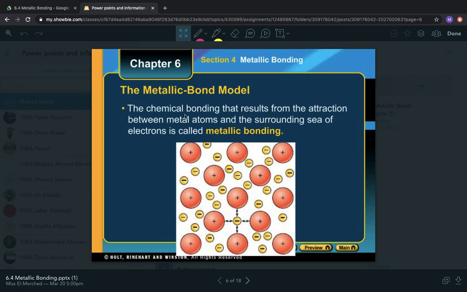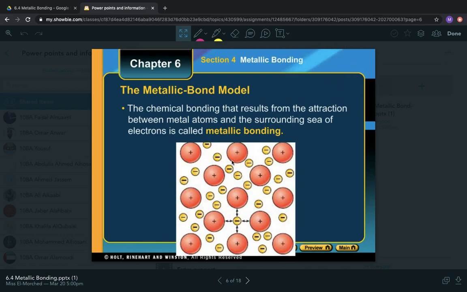The chemical bonding that results from the attraction between metal atoms and the surrounding sea of electrons is called a metallic bond. The reason metals stick together is that even though these electrons are free to go wherever they want, they are not free to leave the metal. They still have to stay anywhere where there might be a positively charged ion. So this electron can go here, here, here, here, but it can't go here. It has to stay within this.